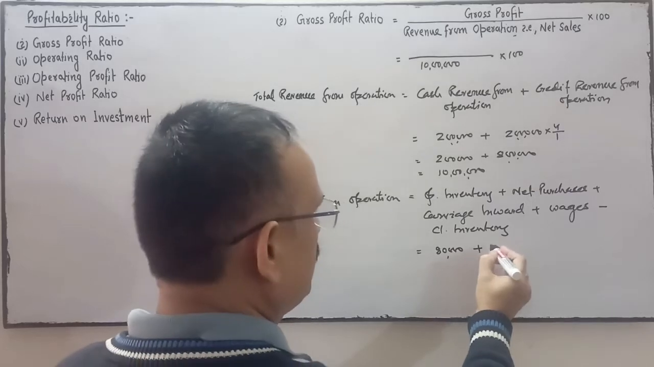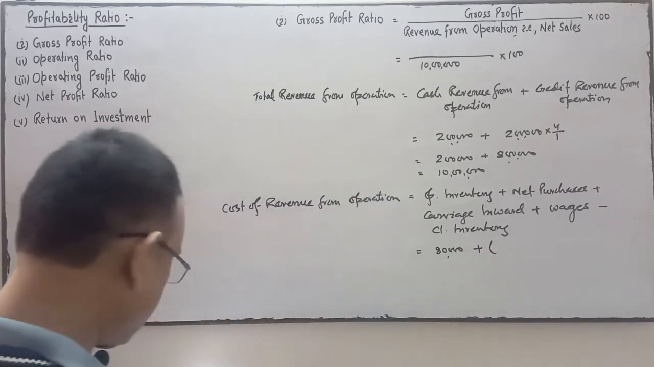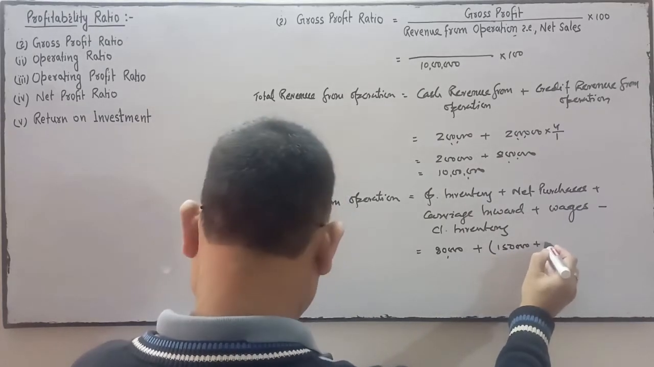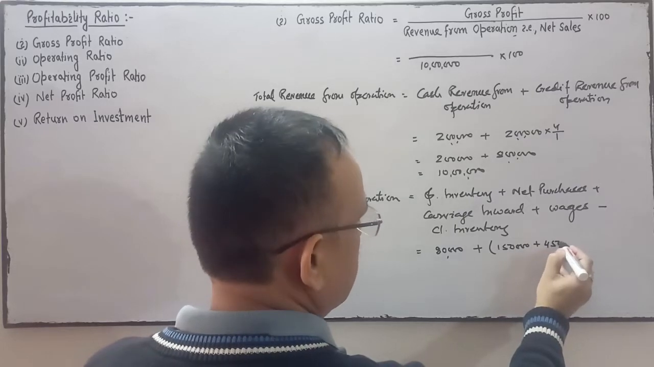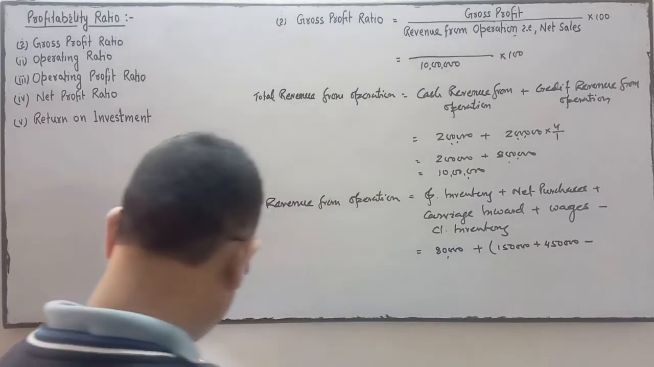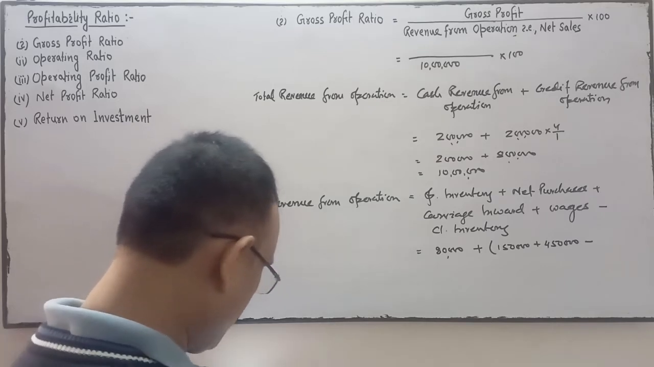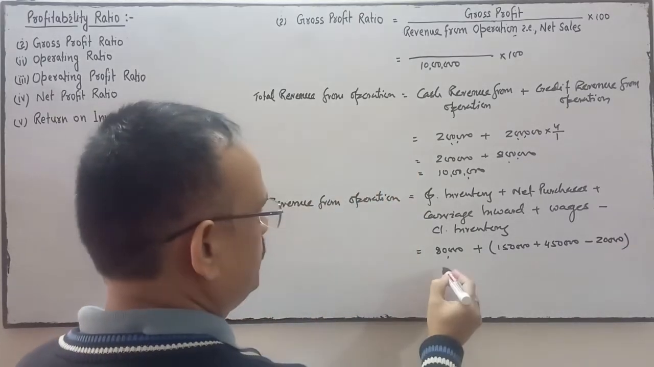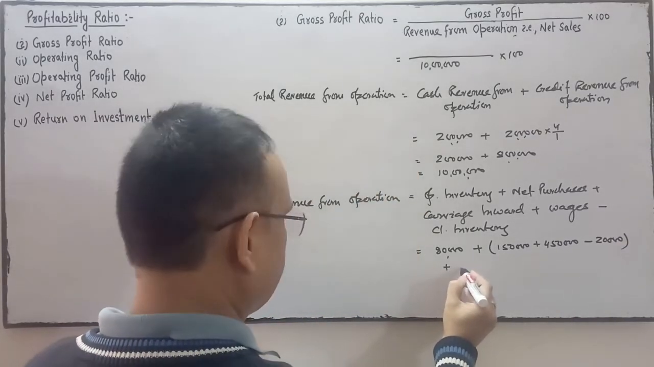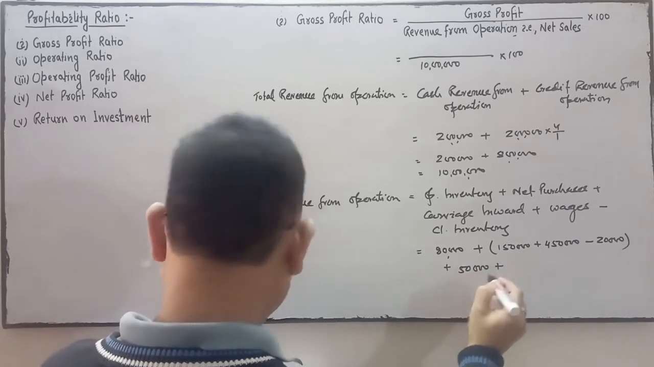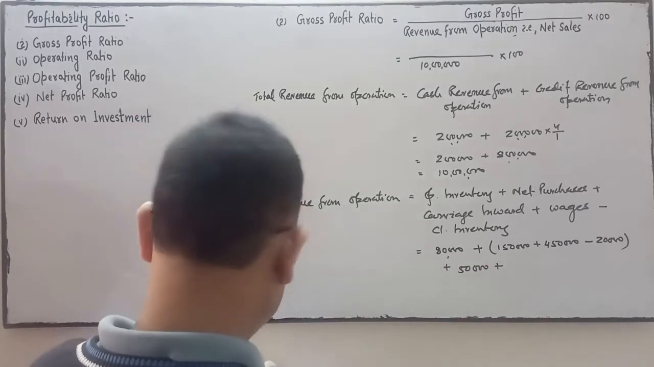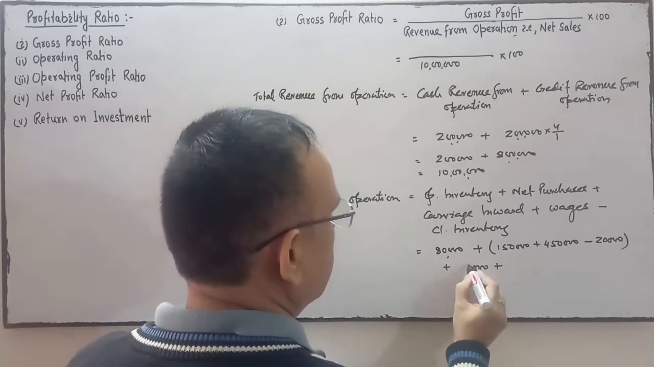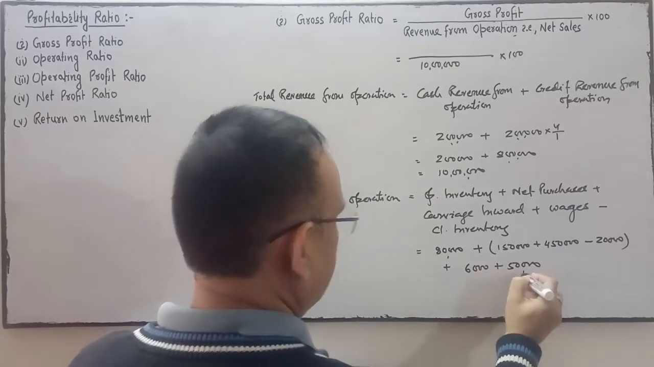And net purchase is what? Net purchase, your cash purchase plus credit purchase is given. Cash purchase is this much and credit purchase is 4,50,000. So it is total purchase minus purchase return, that is return outward. Return outward is 20,000. Plus wages, wages is given 50,000, plus carriage inward. Carriage inward is 6,000. First we will write the carriage inward plus wages is 56,000.